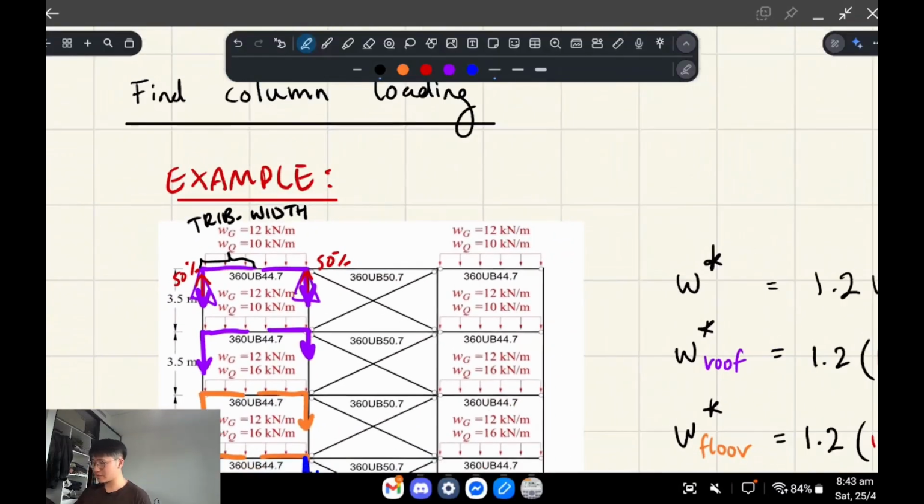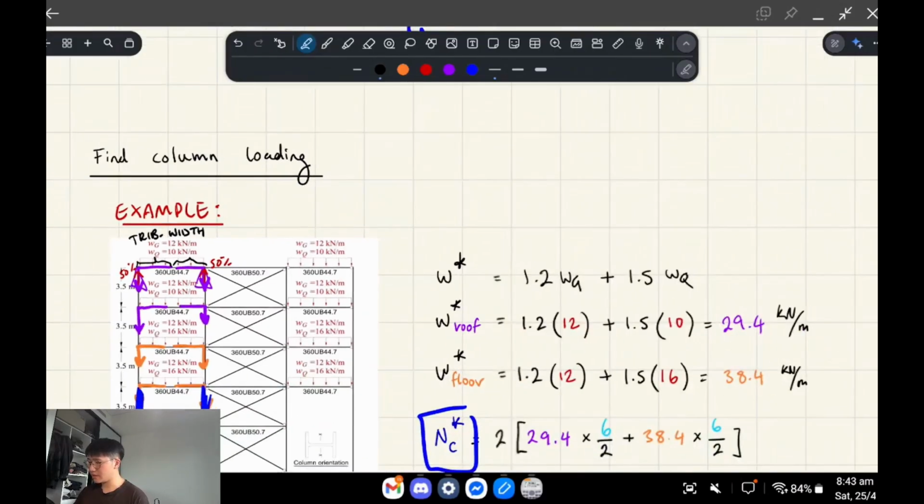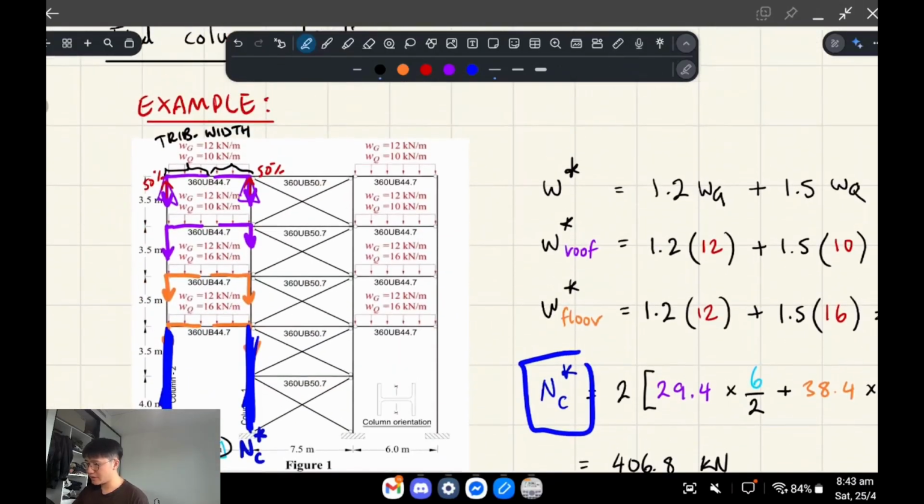So for uniformly distributed loads on simply supported beams like this, you'd basically treat it like 50-50 going into each one. So if this length was 6 meters, then there's 3 meters of load going to the left and 3 meters of load going to the right. And you do that and you add it up onto each column.